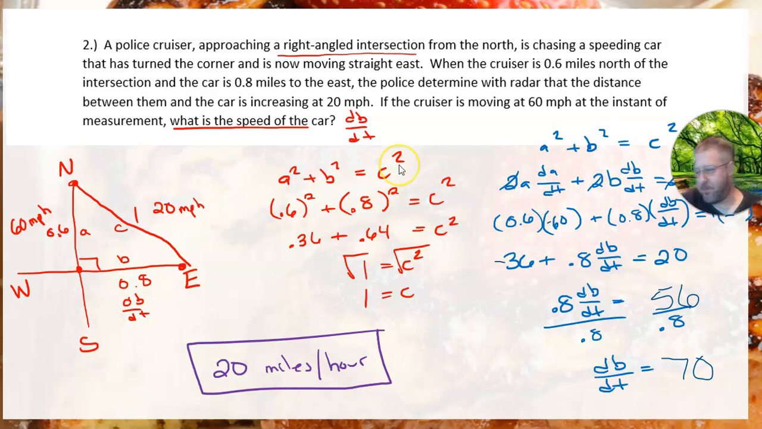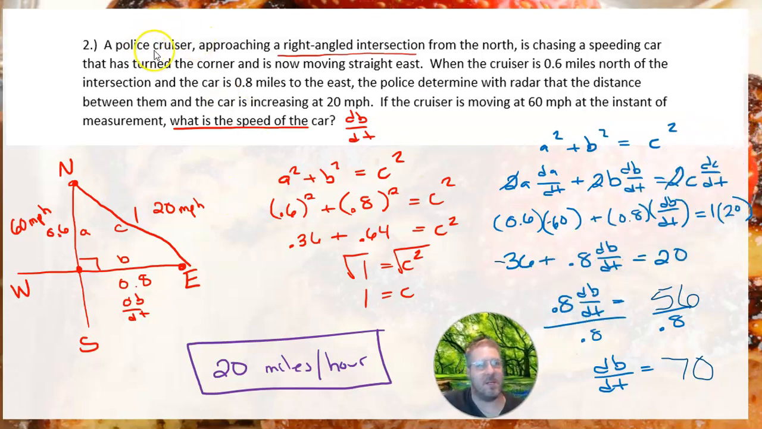All right, question number 2. Pretty tricky question because there's one little minor detail in here that I just want to make sure I stress. So if you're looking through these notes, it says a police cruiser approaching a right-angled intersection from the north is chasing a speeding car that is turning right at a corner and is now moving straight east. So they're at that corner moving straight east. With the cruiser being 0.6 miles north of the intersection, the car being 0.8 miles east of the intersection, the police have determined with radar that the distance between them and the car is increasing at 20 miles per hour. Not quite sure how they got that information, but okay. If the cruiser is moving 60 miles per hour at that instant of the measurement, what is the speed of the car?